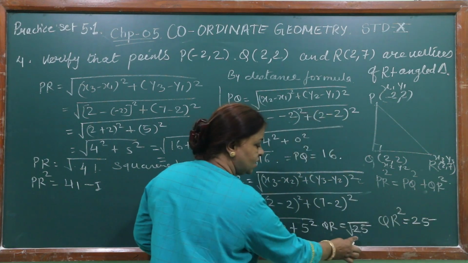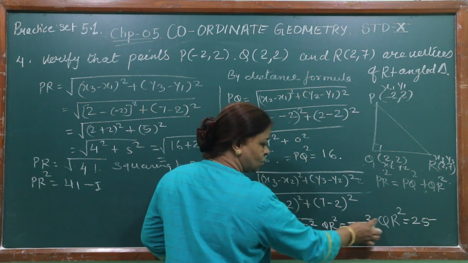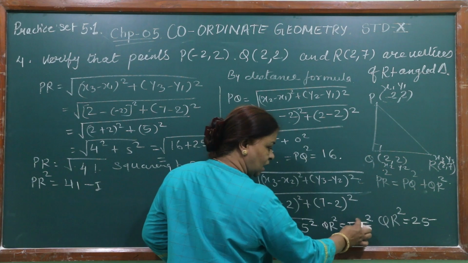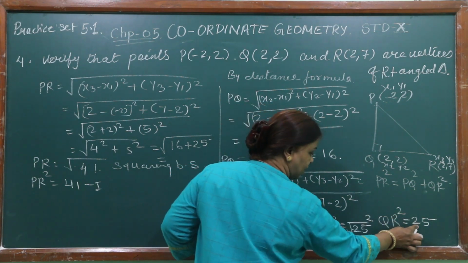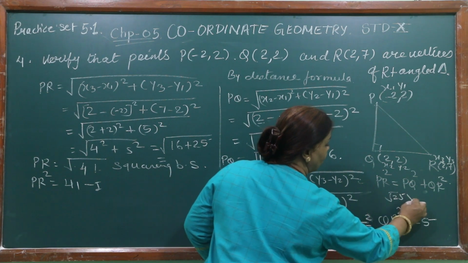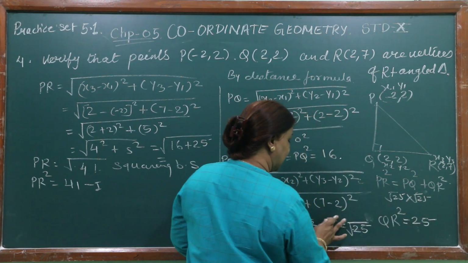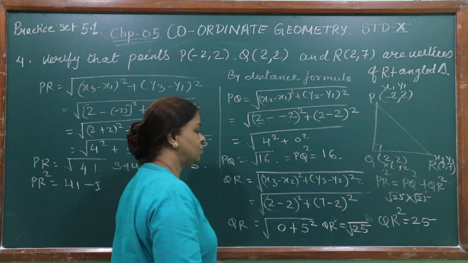When I square this and this, I put square here and also put square here. QR square will be QR square, but under root 25 squared will turn into 25. So we are getting QR square as 25.